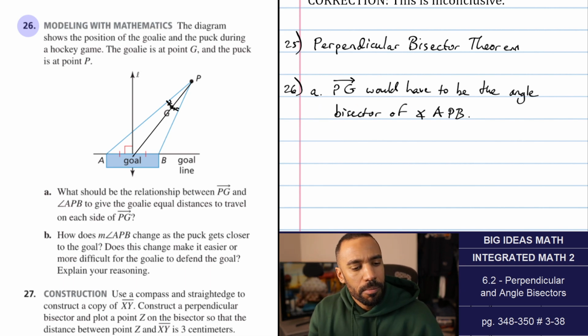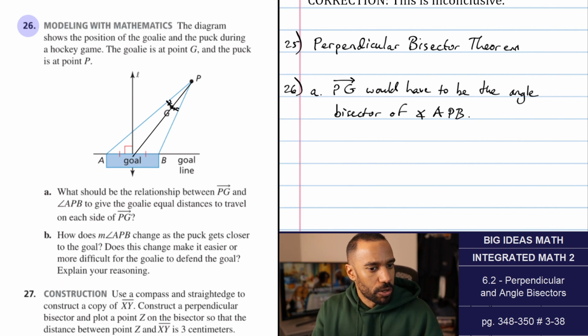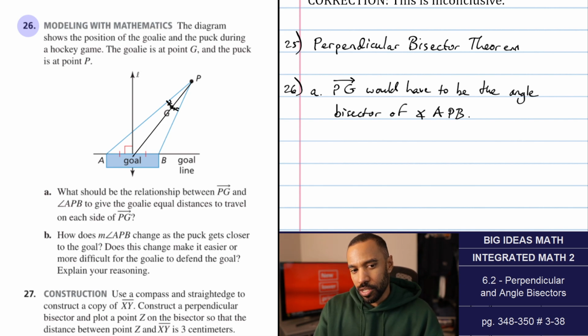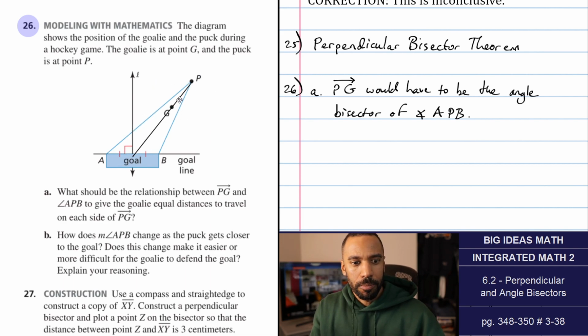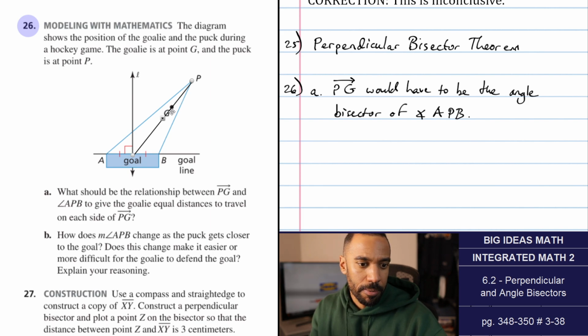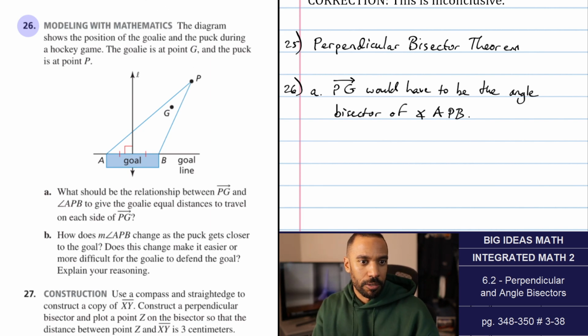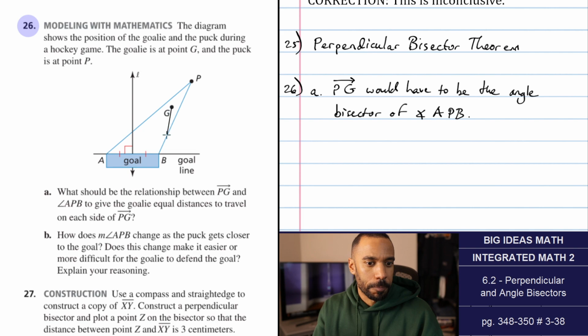Part B, how does the measure of angle APB change as the puck gets closer to the goal? Does this change make it easier or more difficult for the goalie to defend the goal? Explain your reasoning. Okay, well, think about it this way. Pretend like point P was where point G is. And keep in mind, it's on the angle bisector, so that's a valid place for it to be. Pretend like this is point P now. Look at this angle now. Is that angle, not the lengths, a bigger angle or smaller angle?